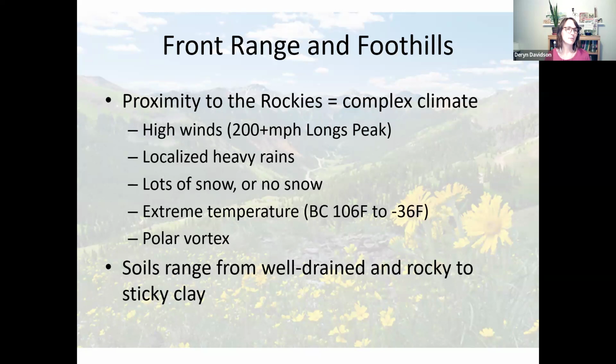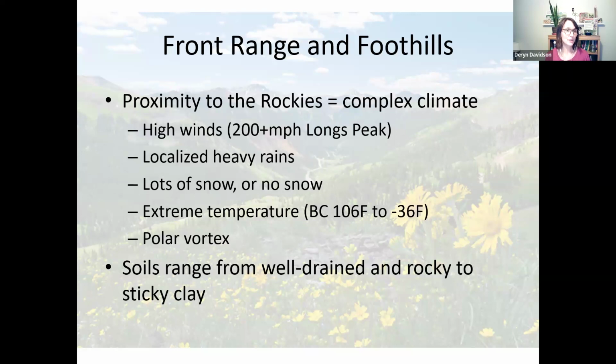So the reason the Front Range and foothills is so tricky is because of our proximity to the Rocky Mountains. It creates a really complex climate. So we can have extremely high winds, very drying winds. We can have super heavy rainstorms. We can have tons of snow, or we can have no snow. Where I live, we've had hardly any snow so far. We're sort of getting into March, which is usually the snowier time, and they're saying that we're going to get like 10 to 12 inches tomorrow. We'll see if that happens.